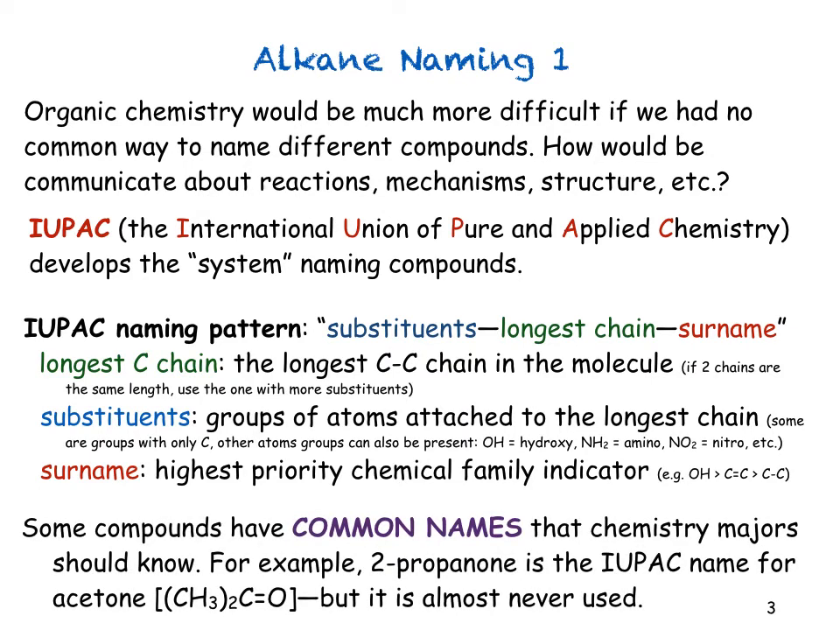Some compounds have common names, and chemistry majors should know these, but we're not going to require the common names for anybody else. And so the compound below, acetone, is two CH3s connected to a carbonyl. Nobody ever calls this 2-propanone. It is called acetone by everybody, even though the IUPAC name is 2-propanone.